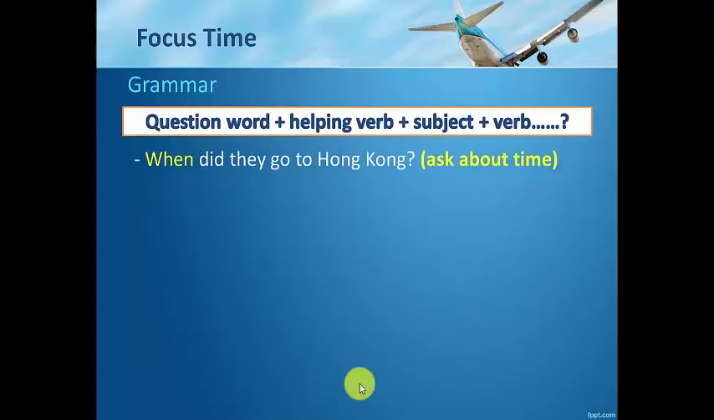We have an example here. When did they go to Hong Kong? And here we have when to ask about time. We'll use when in this unit to ask about time, and the answer, as you see, they went in April. In April here is the answer for when.